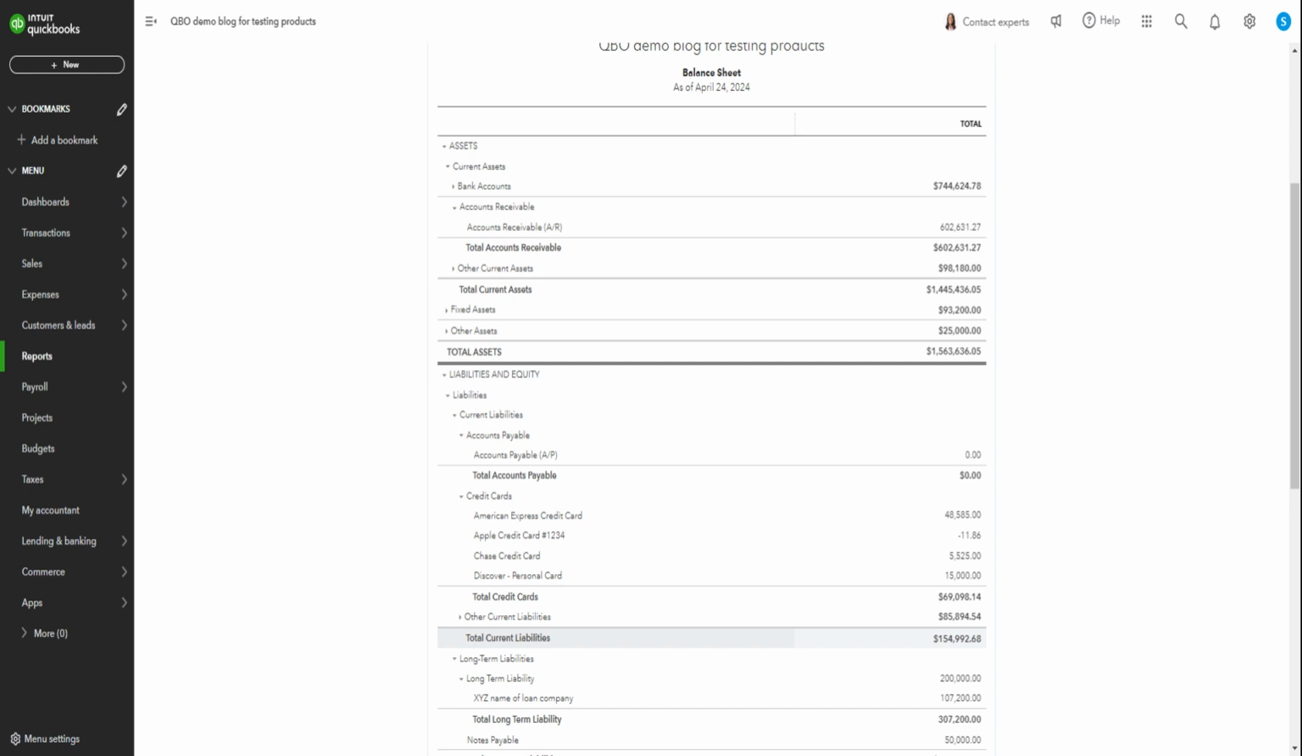Hopefully, it's helpful to understand the balance sheet and analyze the QuickBooks quick ratio.